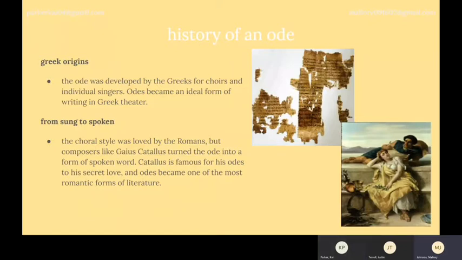And then to understand how odes went from sung to spoken, the choral style was loved by the Romans, but composers like Gaius Catullus turned the ode into a form of spoken word. And Catullus is famous for his odes to his secret love, and odes became one of the most romantic forms of literature. And then during the Renaissance, odes were eventually evolved and revised by English poets to create the Western style that we know today.